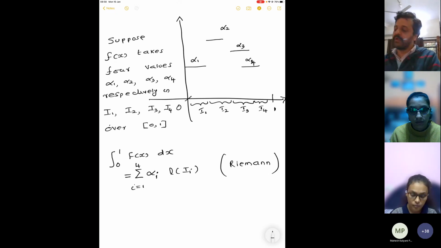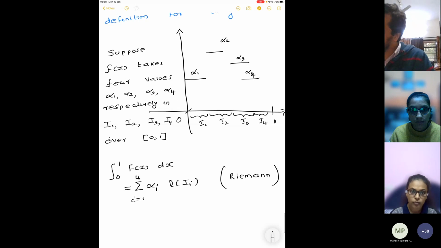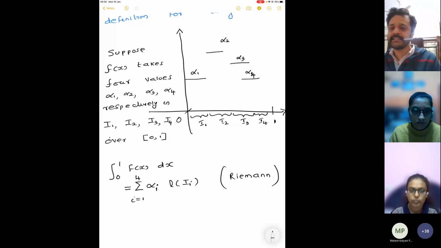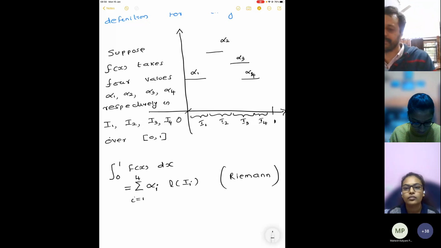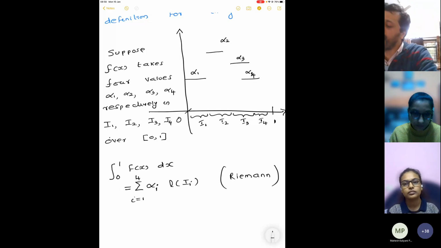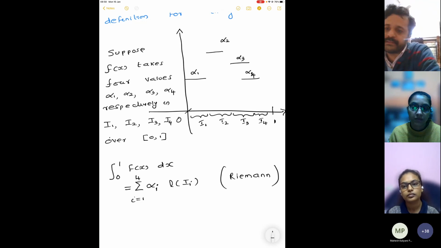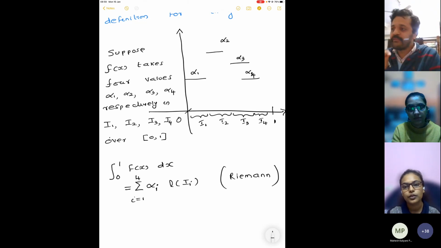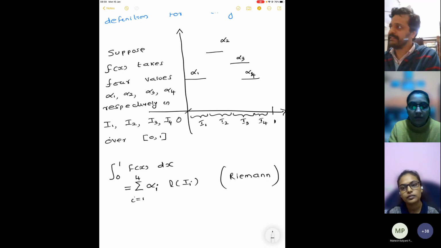What Lebesgue said is that instead of dividing the intervals over the x-axis, you look at the values. So what are the values here in this example? f of x takes only 4 values. What are those? Alpha 1, alpha 2, alpha 3, alpha 4. So we segregate so that the nodes are of the same value. Alpha 1, that is one bundle. Alpha 2, alpha 3, alpha 4. So we have 4 bundles.